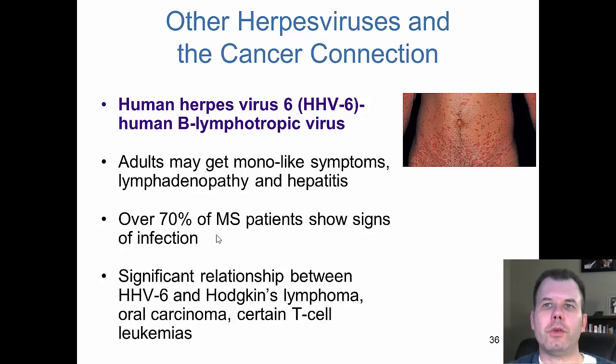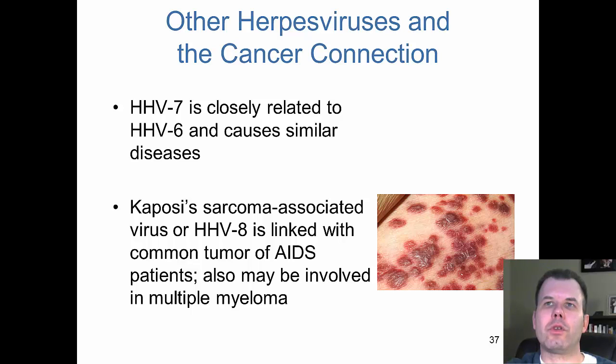Other relationships include HHV-6 with Hodgkin's lymphoma, oral carcinoma, and certain T-cell leukemias, again, because they infect the immune system. These can cause different cancers, and a virus getting into a cell can always lead to the development of cancers. Another one is HHV-7, which is closely related to HHV-6. One of the things that we do see with HHV-8 is Kaposi sarcoma, which is a common tumor in AIDS patients. It might also be involved with multiple myeloma.